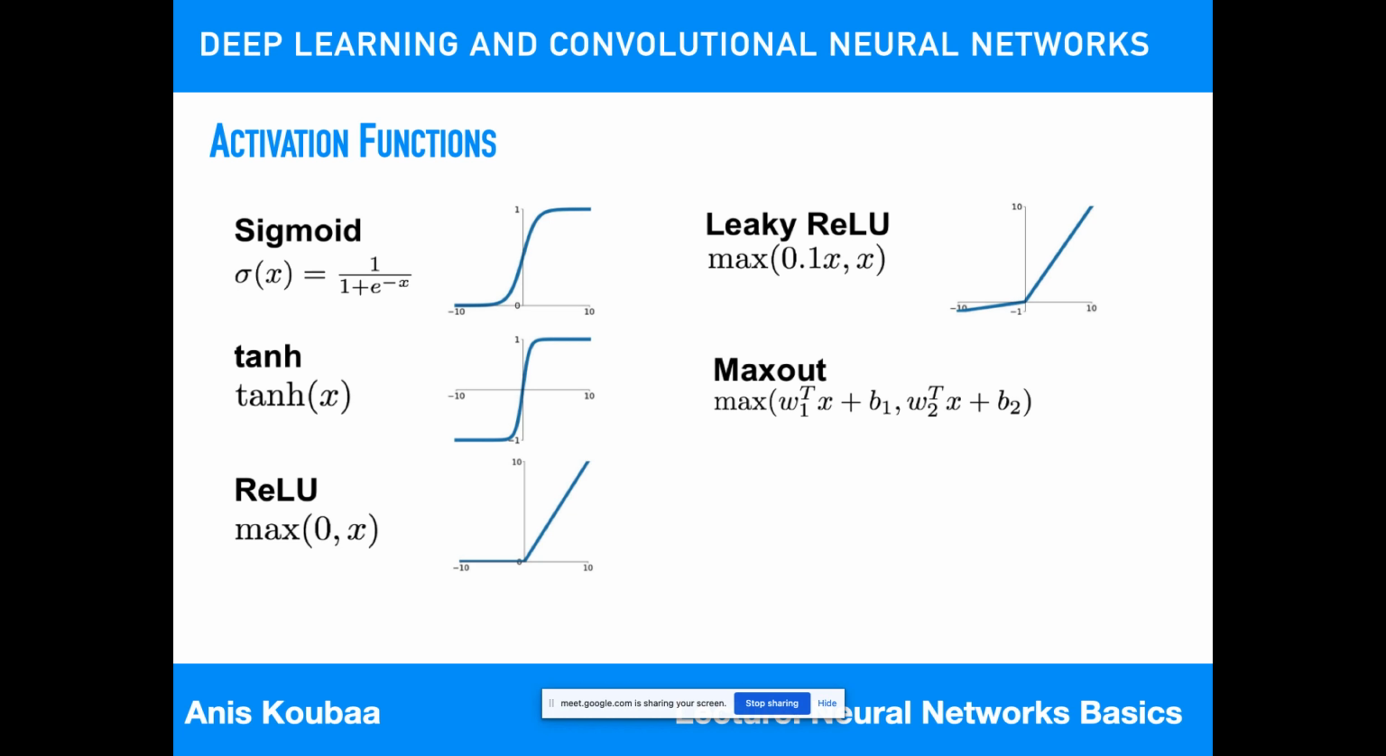There is also the maxout, which is equal to the max of W1^T x plus b1 and W2^T x plus b2. And you have the ELU activation function, which is equal to x if x is positive and is equal to alpha times (exponential of x minus 1) if x is negative. The common property among all these activation functions is that all of them add nonlinearity to the neural network, and this will allow learning advanced patterns and features from the input data.